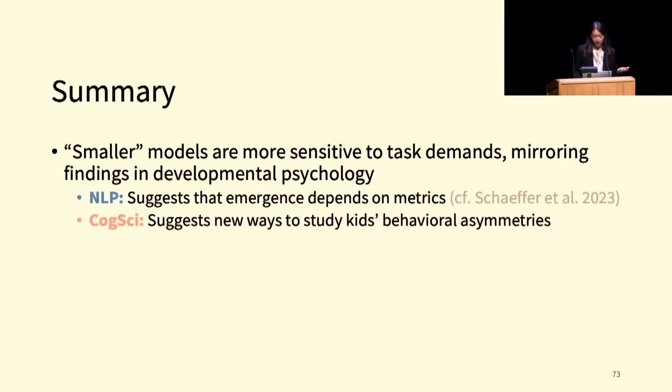And this connects to recent work suggesting that the phenomenon of emergence in NLP might be attributed to the metrics that researchers choose to use and not necessarily a fundamental phenomenon of model scale. This work also suggests new ways to study behavioral asymmetries across children and tasks. And this is a direction that we're currently pursuing.